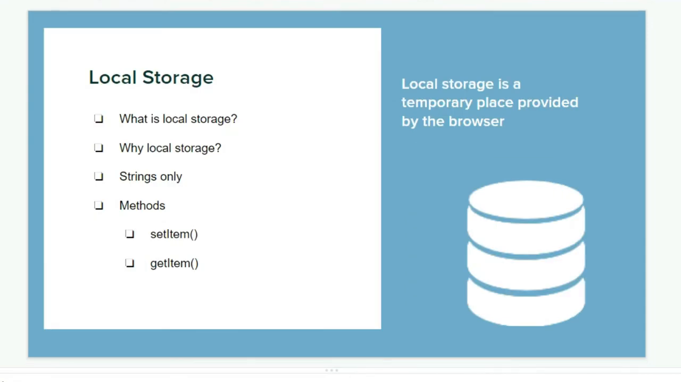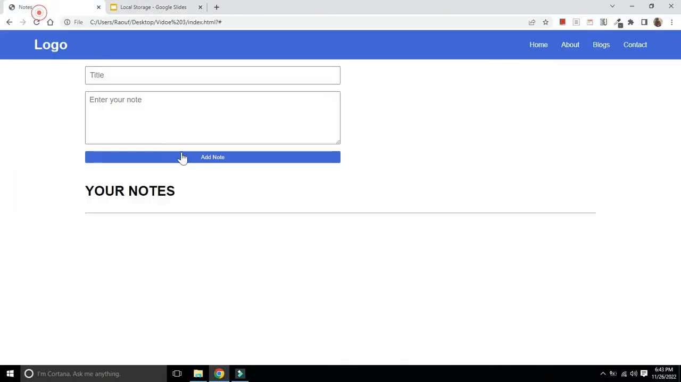So what is local storage? Local storage is a temporary place provided by the browser. Local storage is nothing but a temporary space or place provided by the browser.